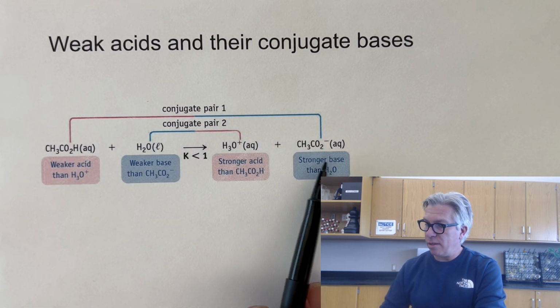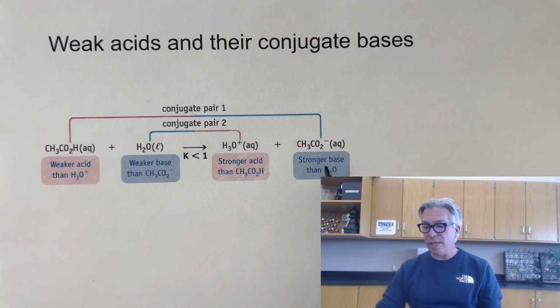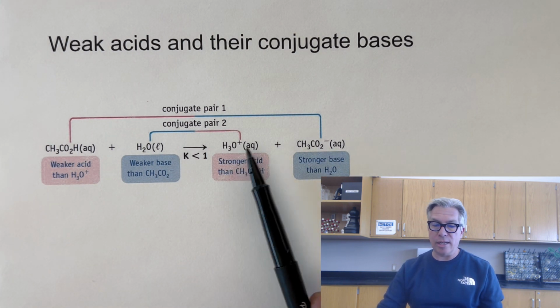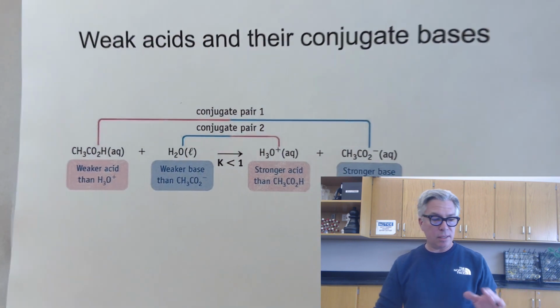But this is actually a fairly strong conjugate base. It would rather have its hydrogen back. So if it gets a chance, it bumps into one of these and it'll get its hydrogen back and go back to being acetic acid. So it's all about proton donating and accepting.